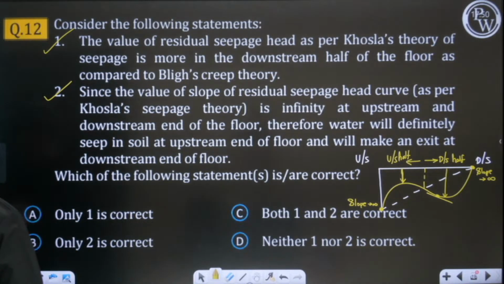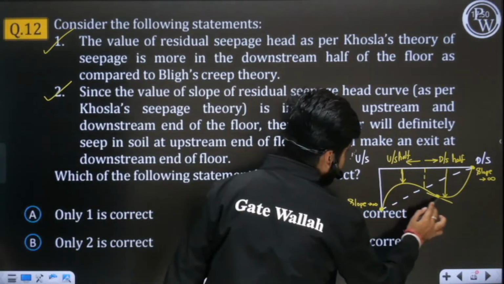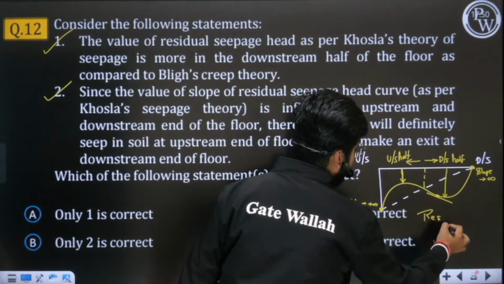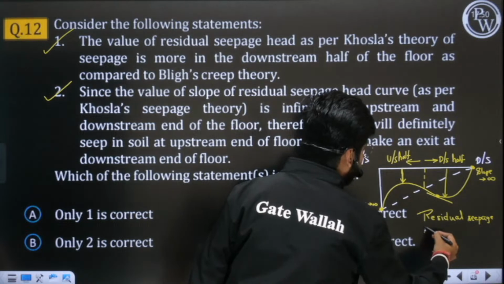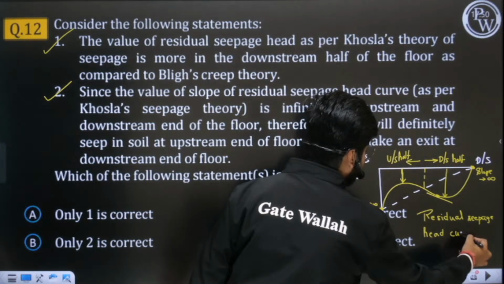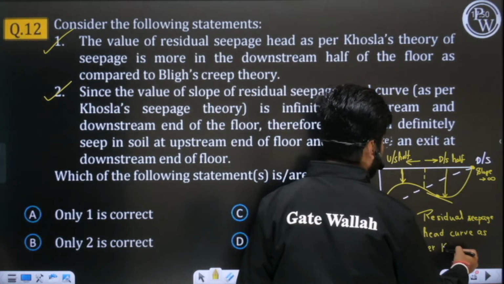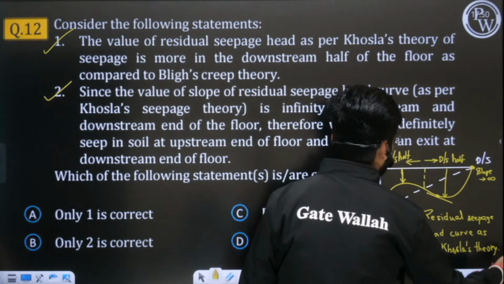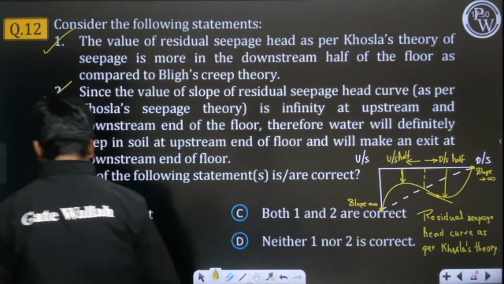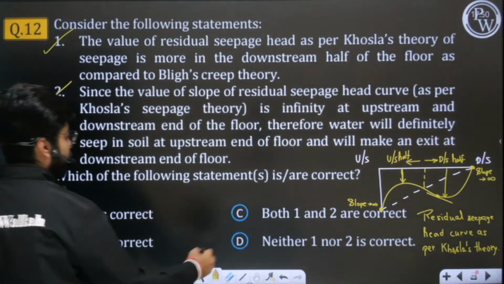So how does the residual seepage head vary? I have drawn the residual seepage head curve here as per Khosla's theory. So this is your residual seepage head curve as per Khosla's theory. Okay, so you can remember this. So the first and second options are both correct here. So the answer will be C. Both 1 and 2 are correct here.